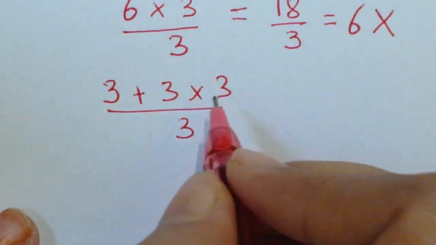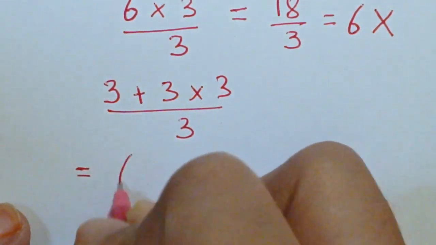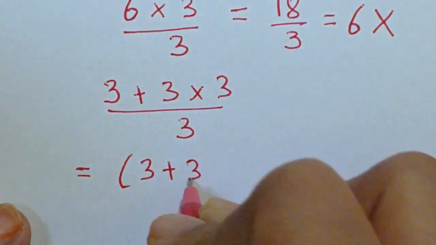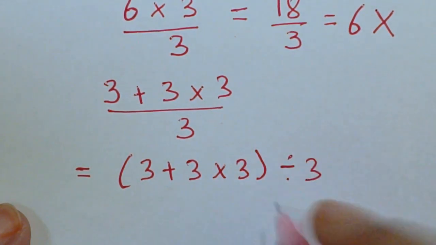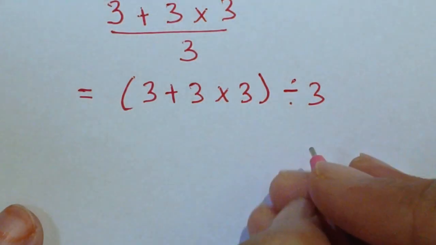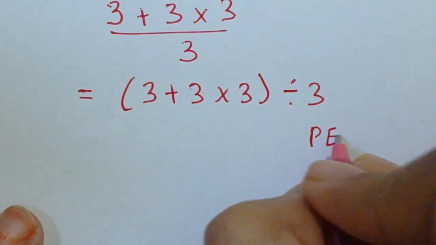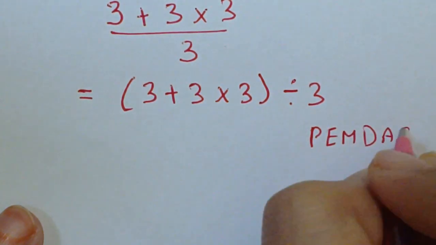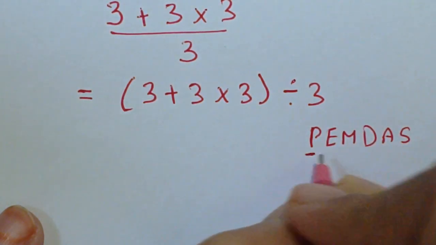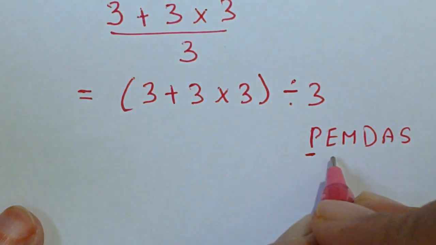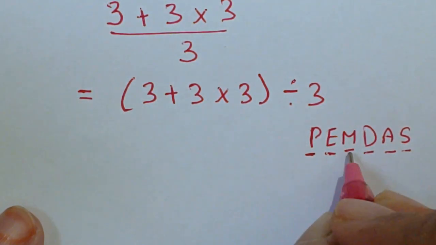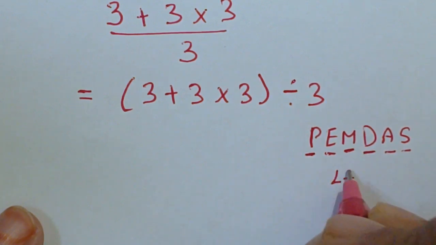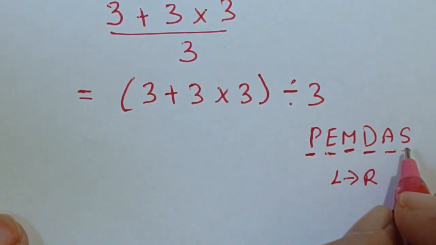So we can write this expression as bracket 3 plus 3 times 3 divided by 3. Now you know the rule, which is PEMDAS. First we'll solve the parenthesis, means bracket part. Then exponent, multiplication, division, addition, subtraction. Here multiplication, division both have equal priorities, therefore we go from left to right. Same for addition and subtraction also.